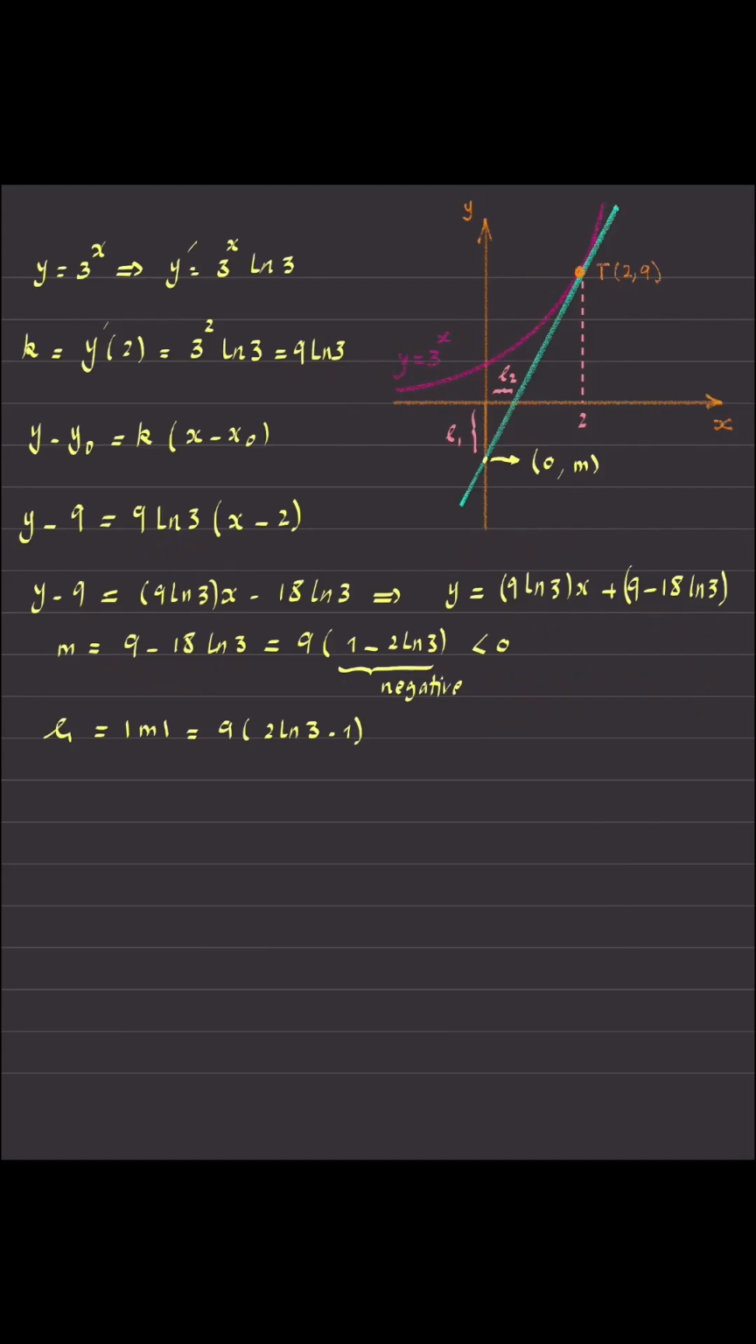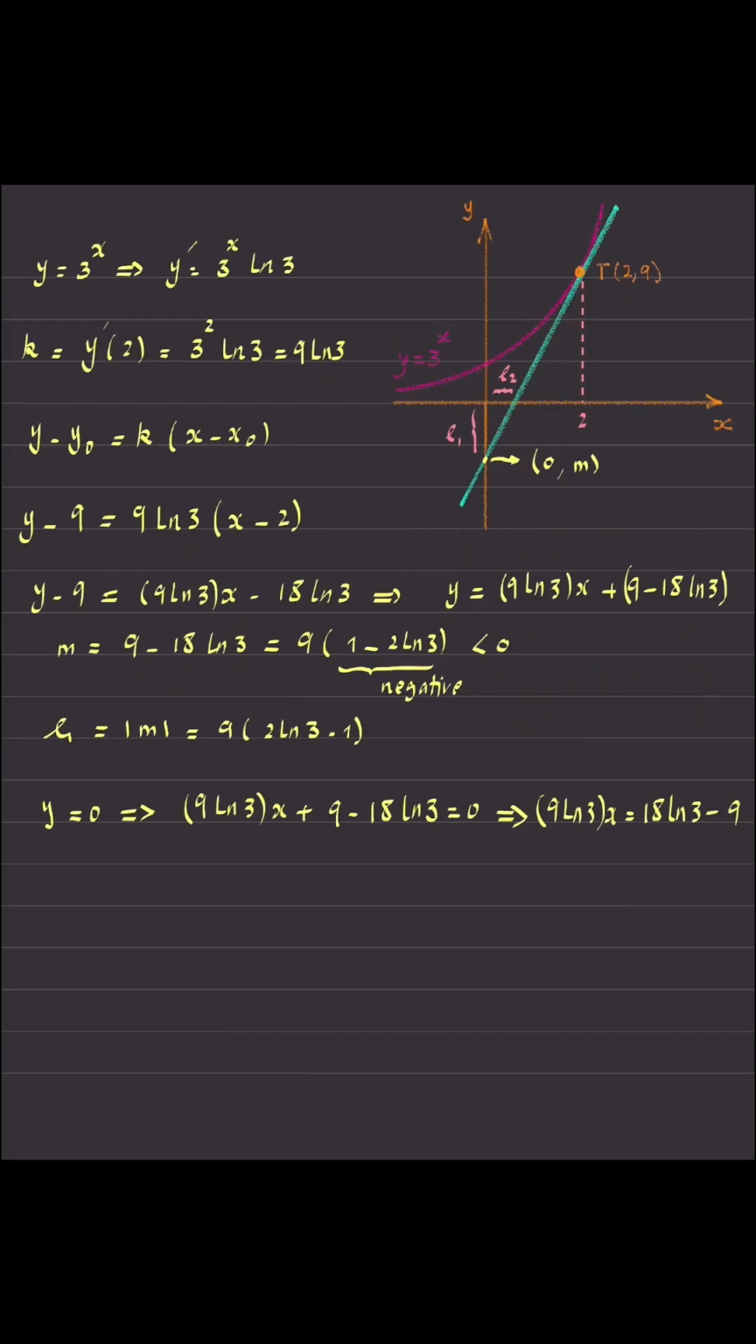To calculate the x-intercept, you know that you have to put y equal to 0 and calculate the other value, the x value. So if I put y equals 0 in this equation, I will get 9 ln of 3x plus 9 minus 18 ln of 3 equals 0. I am looking for x, so I have to isolate my x. So 9 ln of 3 times x becomes, I move everything else to the other side, so it becomes 18 ln of 3 minus 9.